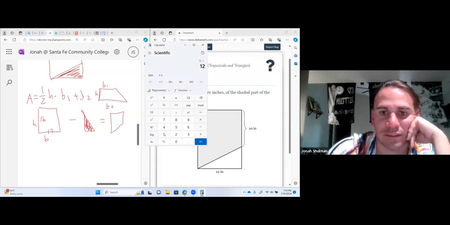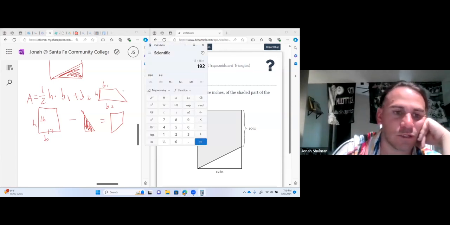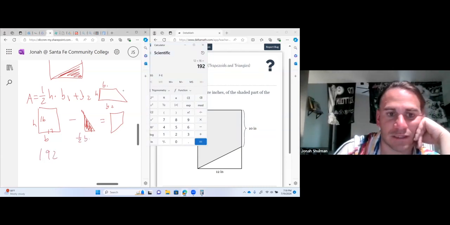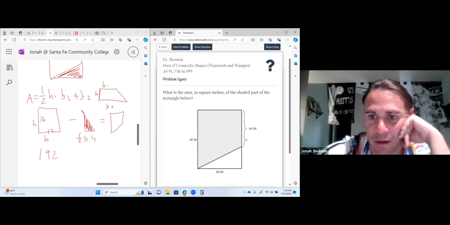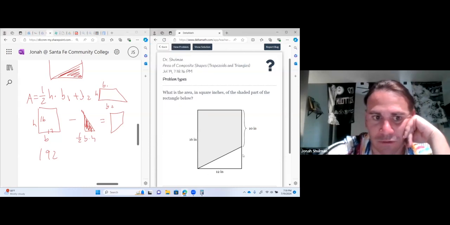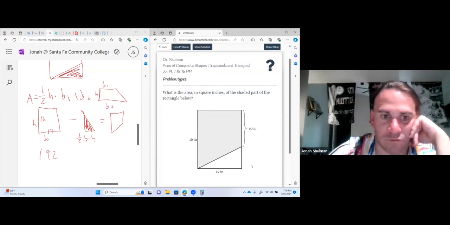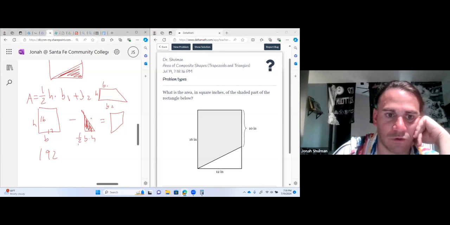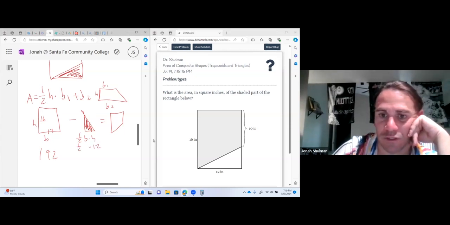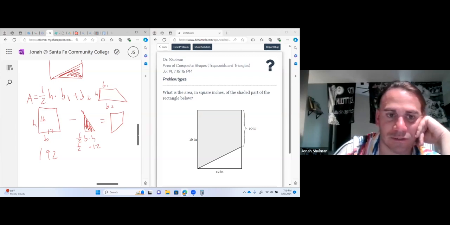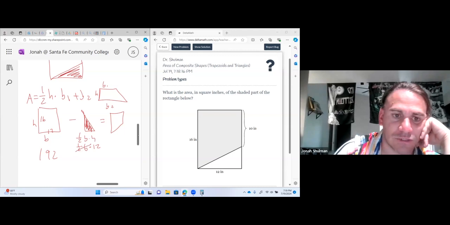12 times 16, 192. Remember, the triangle is 1/2 base times height. We know the height is 12. So 1/2 times 12, and what is my base? Well, this is 16, and this is 10, so what's left over? It's got to be 6. So half of 6 is 3. 3 times 12 is 36.